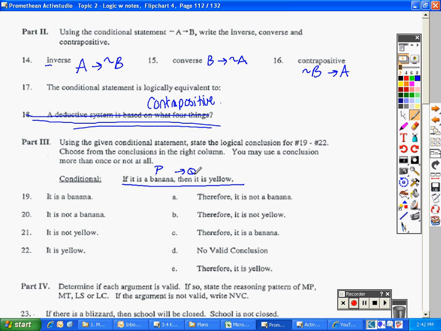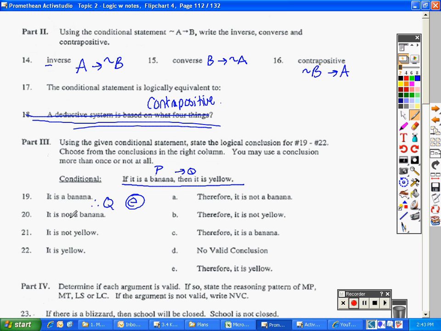Number 19. P stands for it is a banana. If it is a banana, then it is yellow. So we have this statement, if P then Q, and knowing that it's a banana is P. The same part, the hypothesis happened, so therefore we can conclude Q, that it must be yellow. And that would be option E for number 19.